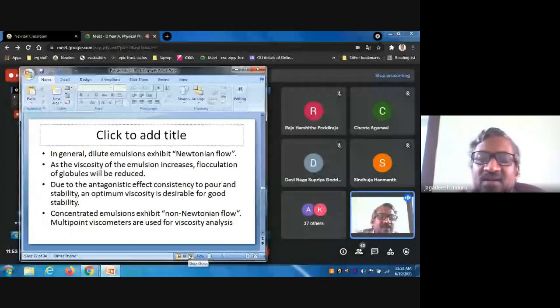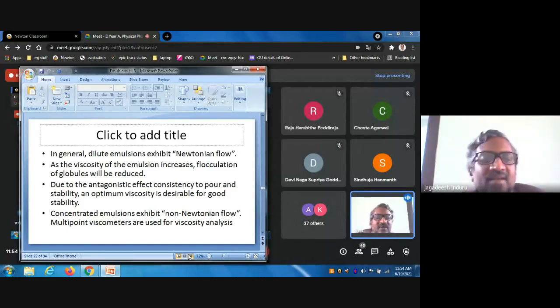So these are all multi-point viscometers where you can change your shear stress to have an impact on your velocity gradient. So you can study how they are behaving. In the case of Newtonian liquids, with the Ostwald viscometer, you cannot change the shear. Only gravity is acting, so the liquid flows through a micro bore, that is a capillary tube, and you calculate how much time it takes.